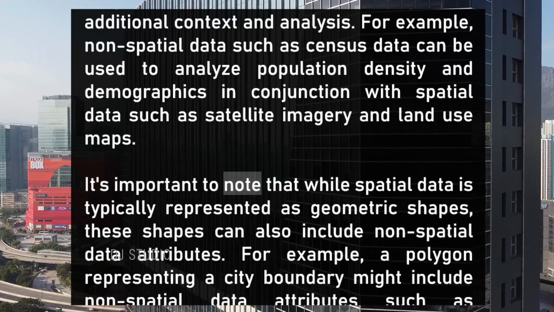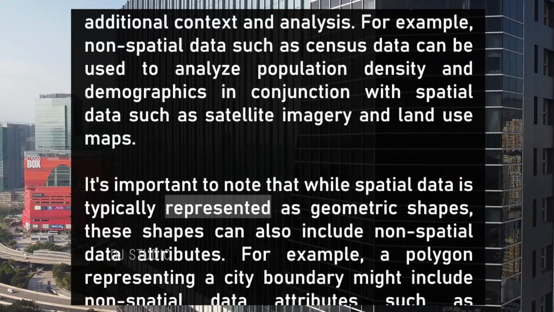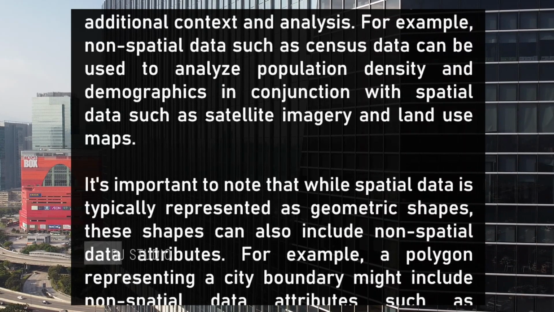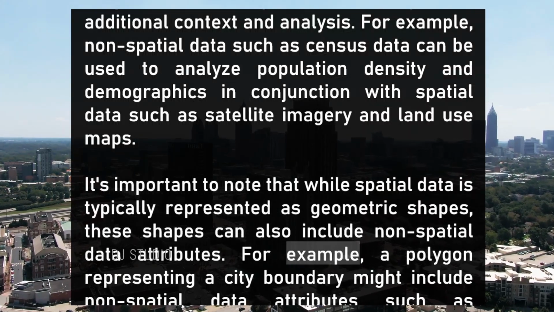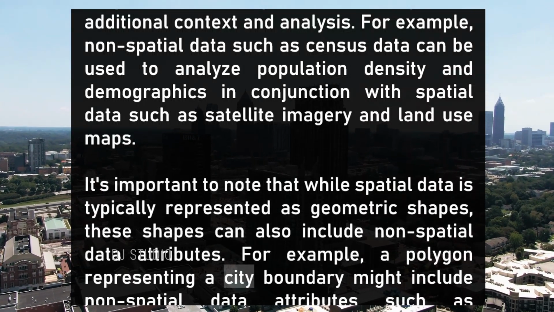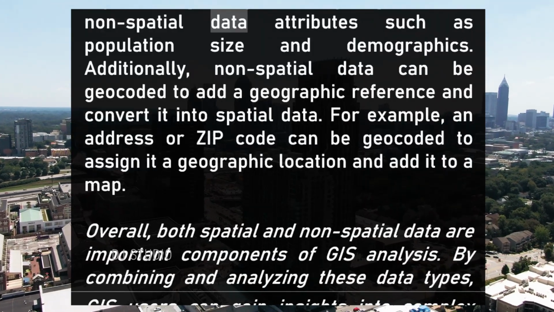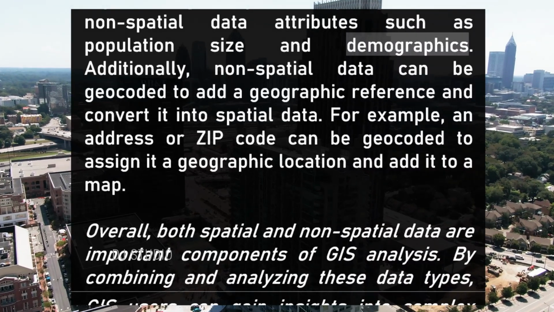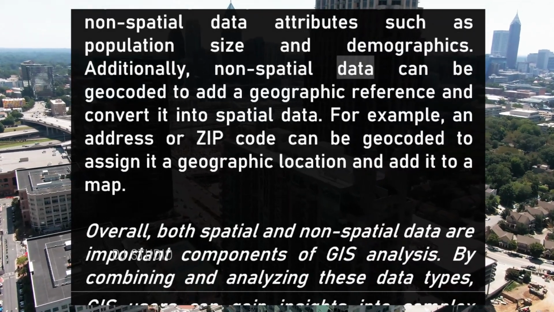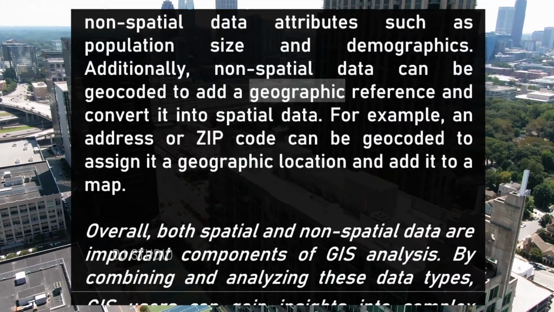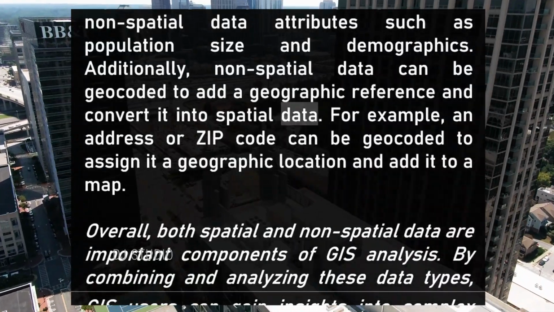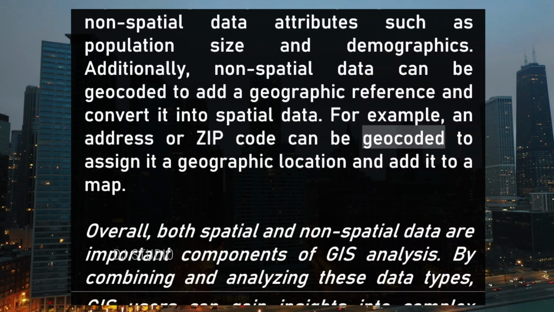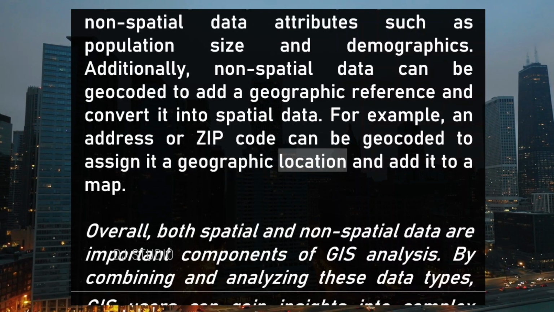It's important to note that while spatial data is typically represented as geometric shapes, these shapes can also include non-spatial data attributes. For example, a polygon representing a city boundary might include non-spatial data attributes such as population size and demographics. Additionally, non-spatial data can be geocoded to add a geographic reference and convert it into spatial data. For example, an address or zip code can be geocoded to assign it a geographic location and add it to a map.